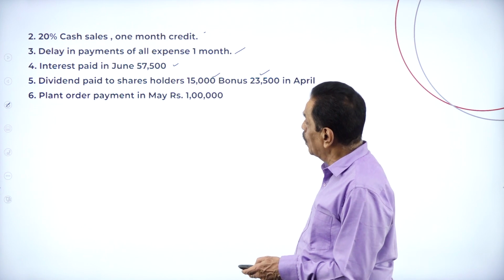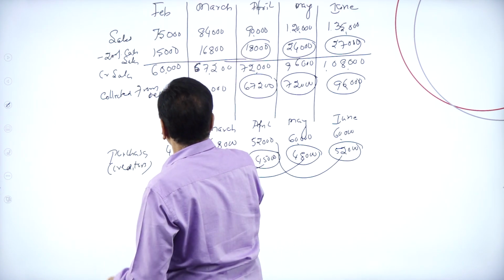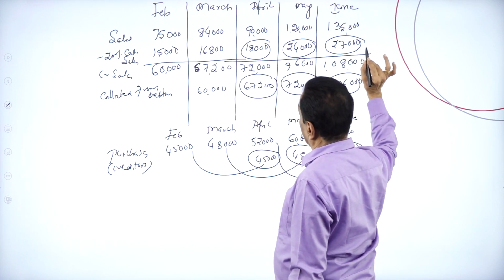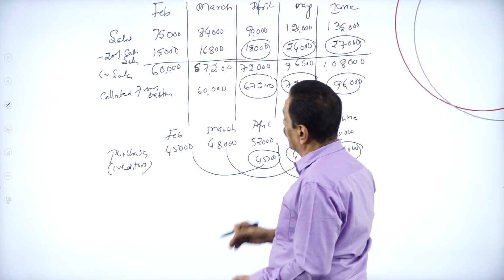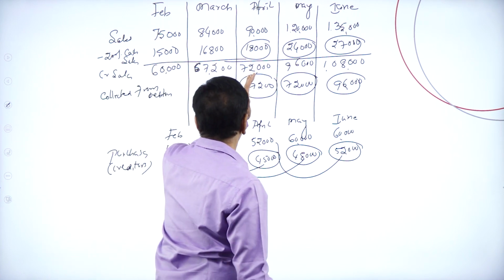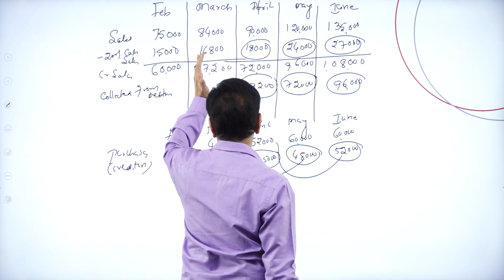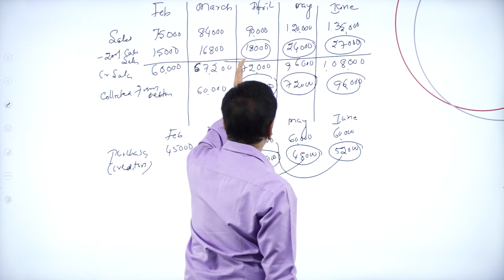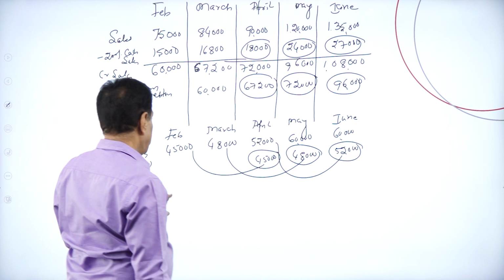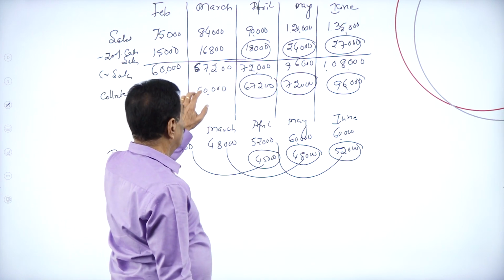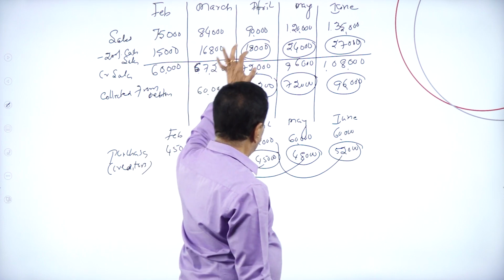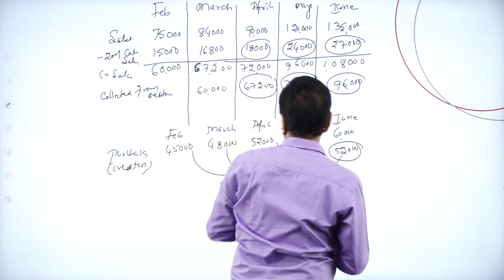So I will move on now once again to the working note. Sales we have taken. 20% is the cash sale. This is actually what we require. Then we have got 2 months: February in March, March in April, April in May, April in June. Here, purchases 2 months. Here, 1 month. 67 paid in next month. 72 paid in next month. 96 paid in next month.